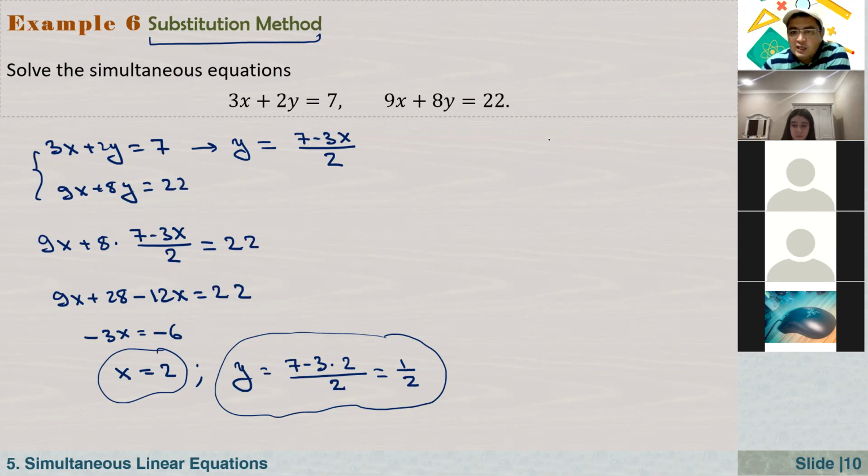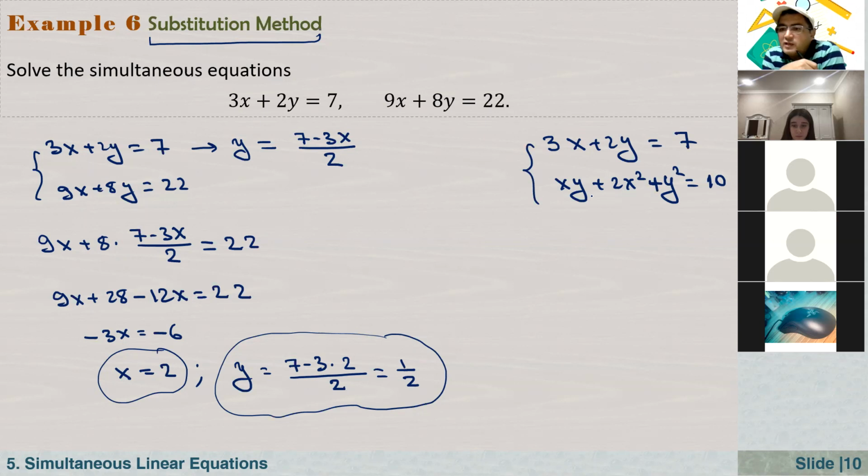Like for example, let's say if you're given this kind of equation, 3x plus 2y is equal to 7. And here we have x times y plus 2x squared, let's say something, plus y squared is equal to, let's say 10. How do you solve this equation? Using elimination, we cannot solve this equation. So we have to use substitution. From the first equation, express y in terms of x and substitute its value into the second equation. And we have a quadratic equation in x. We know how to solve a quadratic equation, solve it, and after that, get the value of y.